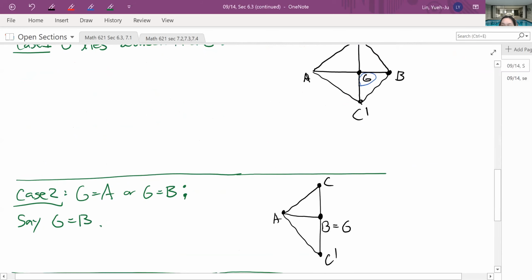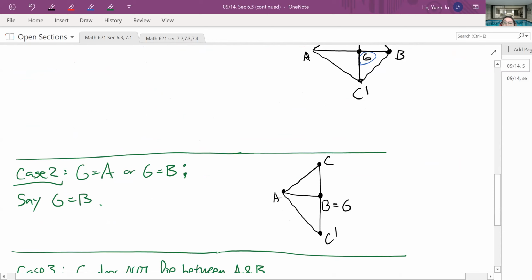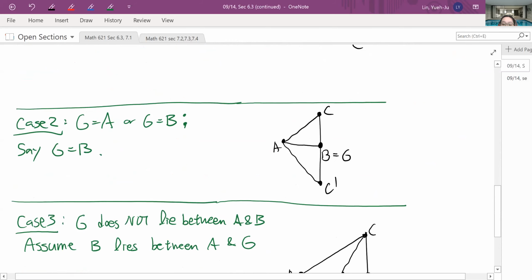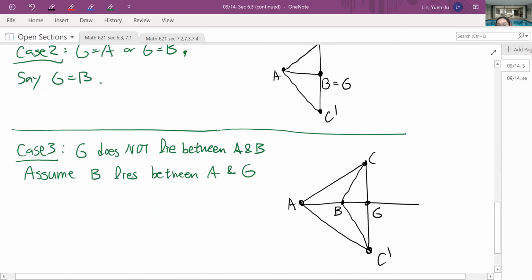Second case is that it's possible, depending on your triangle A, B, and C, or A, B, and C prime, that G happens to be the same point as A or B. In either case, it's going to be similar, so you can just prove one of the cases, when G equals B. And the third case is when G is outside of A and B. Essentially, G lies outside of the segment AB, which means you can pick one of the points and put it inside. So we consider the case that B is lying between A and G. You will have these three cases, but I guarantee that the proof is more or less the same.